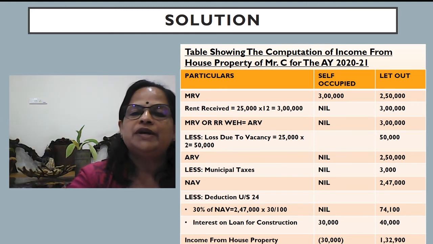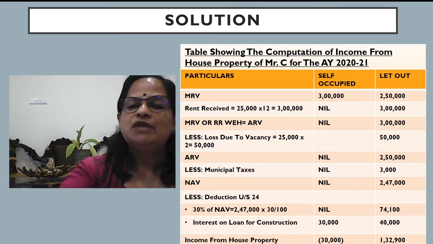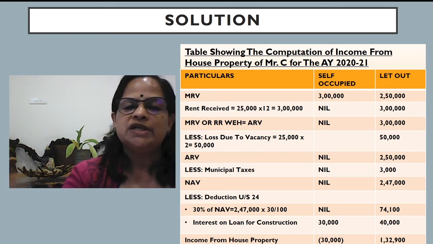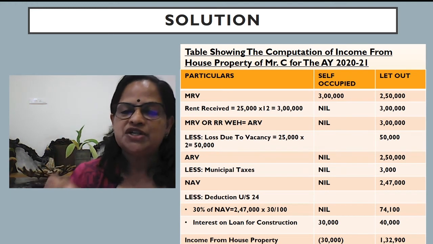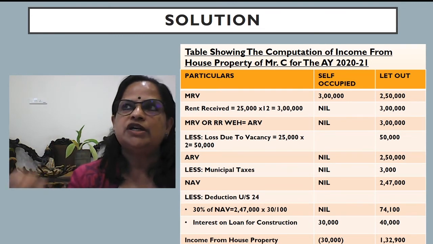Let out house property, municipal rental value, you compare with rent received. So whichever is high will be annual rental value. Now loss due to vacancy, 2 months. It is 25,000 into 2, 50,000 you have to reduce. Annual rental value you will get 2,50,000, less municipal taxes 3,000 you have to reduce, then you will get net annual value. Now less deduction under section 24. Self-occupied it's not allowed, only for let out you will get 2,47,000 into 30 by 100.